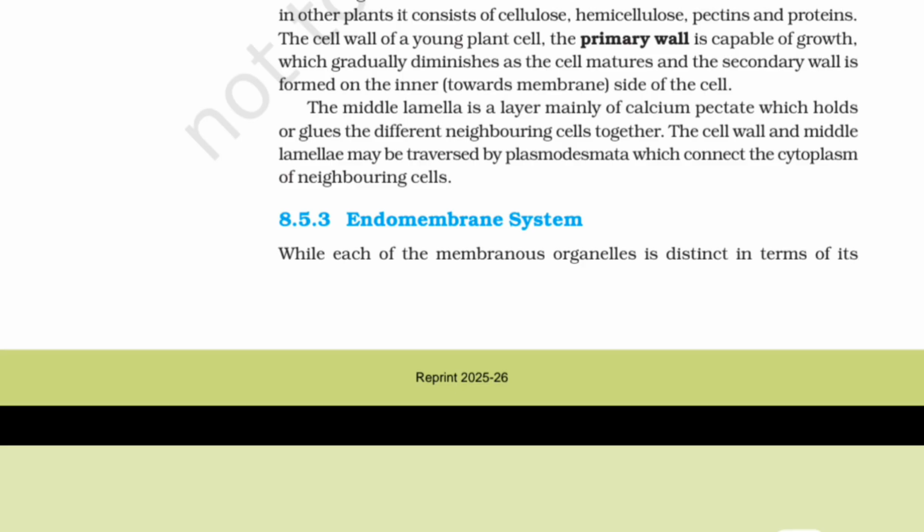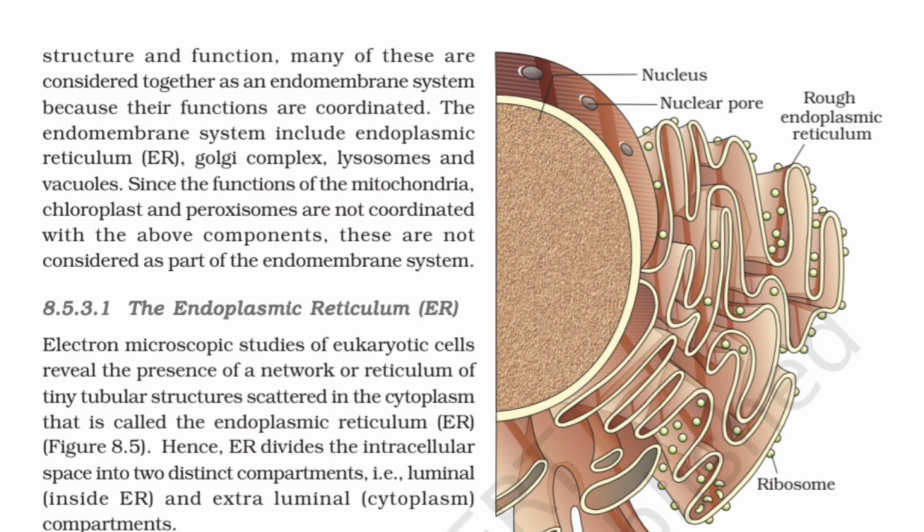Endomembrane system. While each of the membranous organelles is distinct in terms of its structure and functions, many of these are considered together as an endomembrane system because their functions are coordinated. The endomembrane system includes the endoplasmic reticulum, Golgi complex, lysosomes, and vacuoles. Since the functions of the mitochondria, chloroplasts, and peroxisomes are not coordinated with the above components, these are not considered part of the endomembrane system.